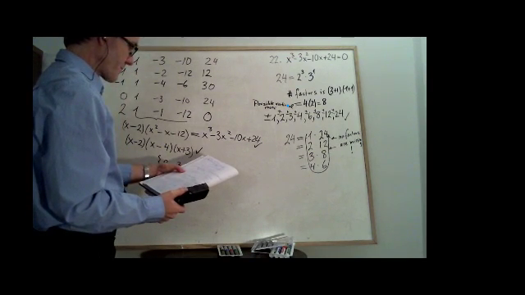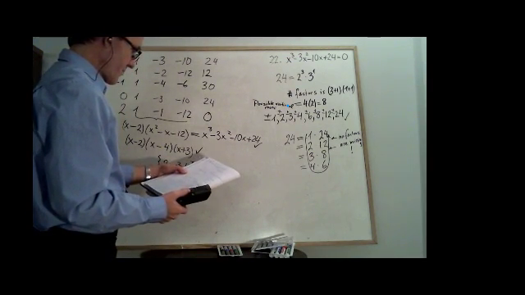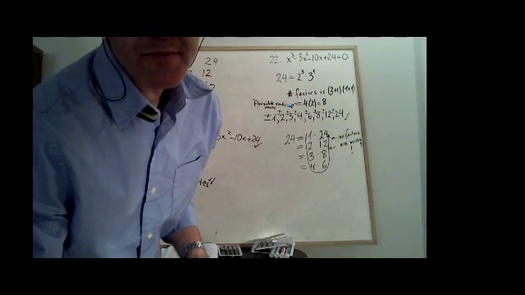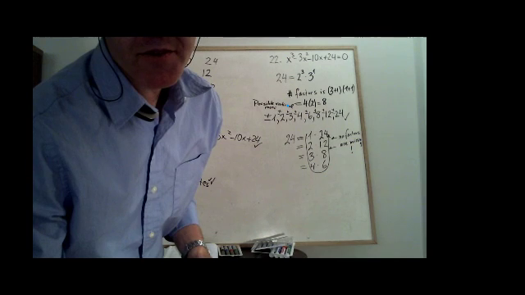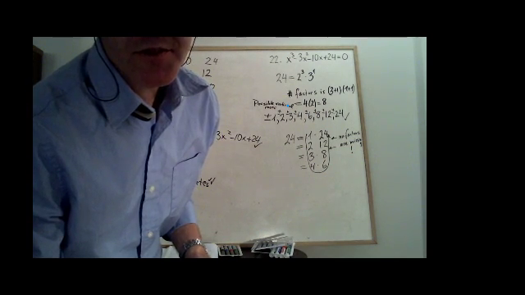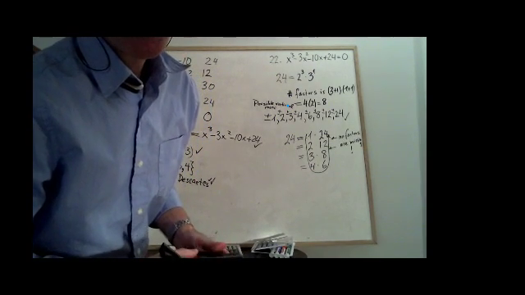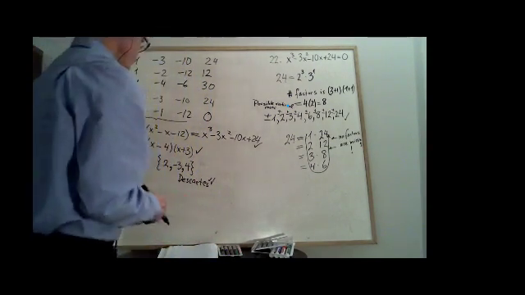So number 39 says, again, 8x to the 4th plus 26x cubed plus 39x squared plus 26x plus 6. Use the rational zero theorem to find all the real zeros.